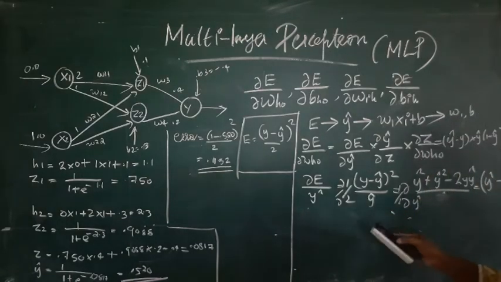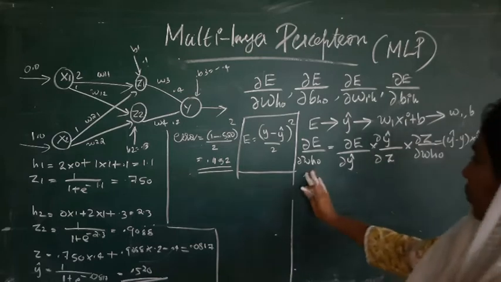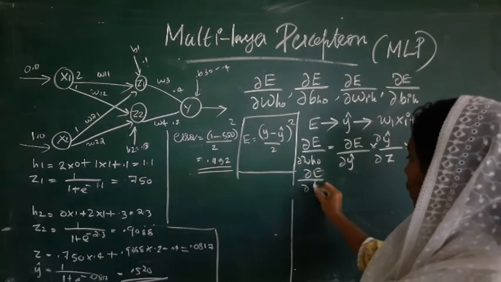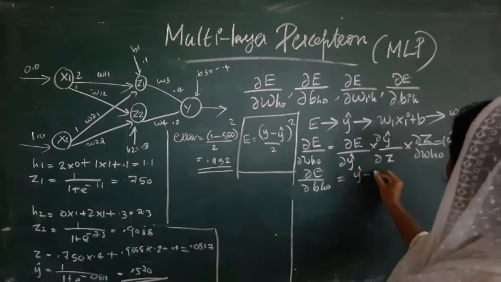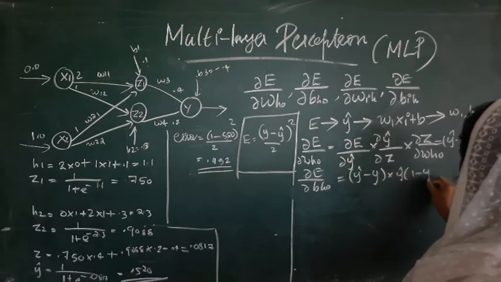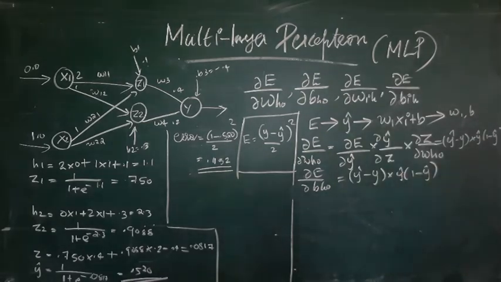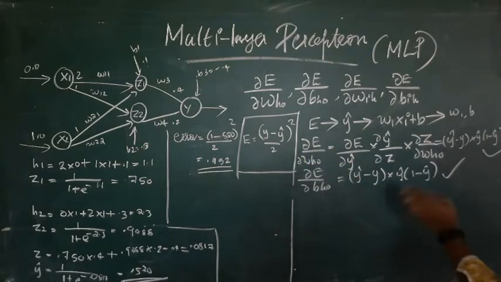That is, for dou E by dou BH0, the output is this very same thing, but this time we just got 1 instead of Z1. So the value is y cap minus y into y cap of 1 minus y cap into Z. Instead of Z1, we just got 1 when we applied biases. So that is the value for the partial derivative of error with respect to weights and biases in the hidden to output layer.